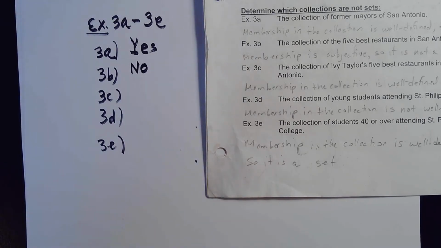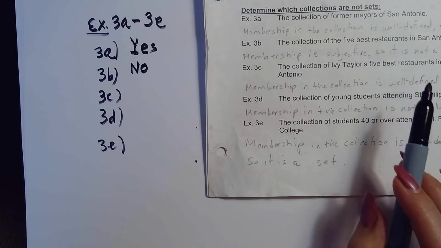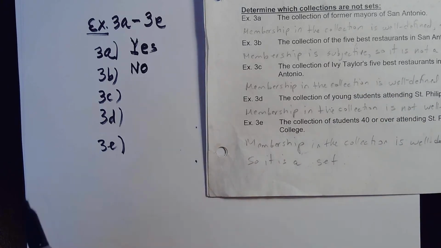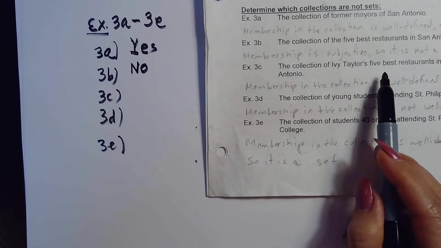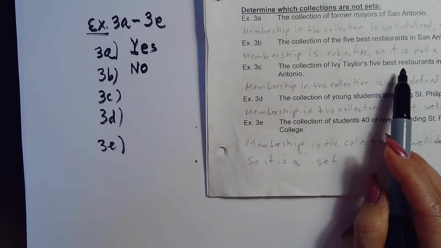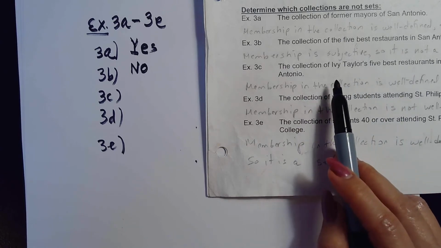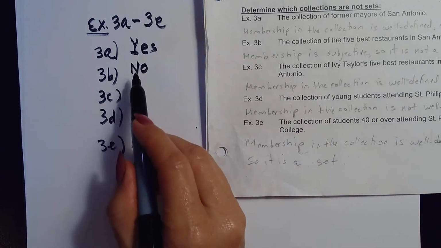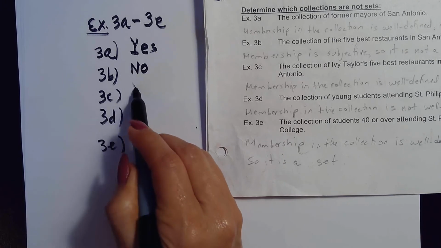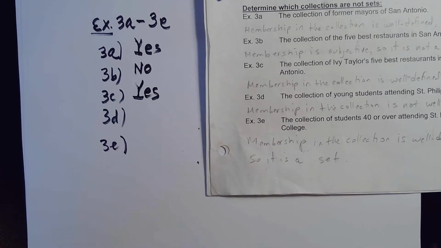Okay. 3C, the collection of Ivy Taylor's 5 best restaurants in San Antonio. Yes, because this is a person who can write his or her opinion about the best restaurants in San Antonio. And so we have a yes here. This person can create this list, right?